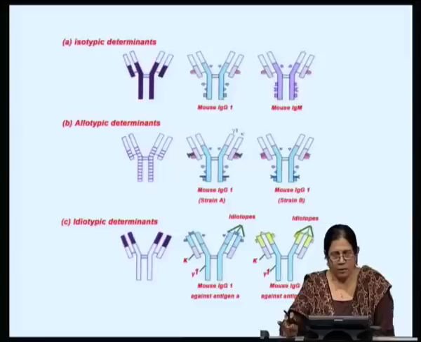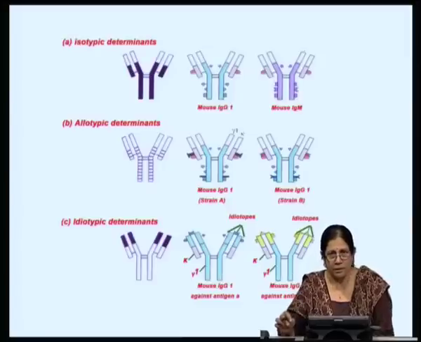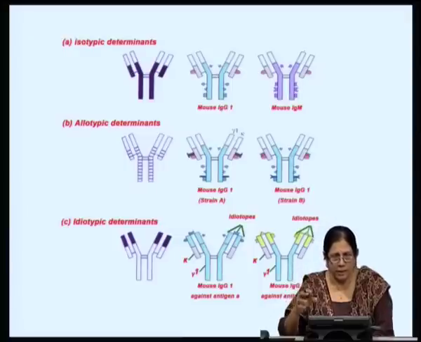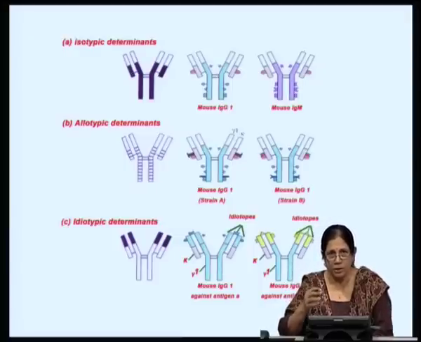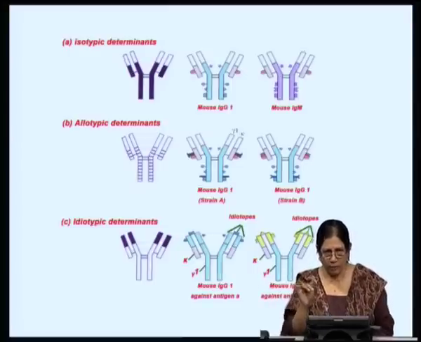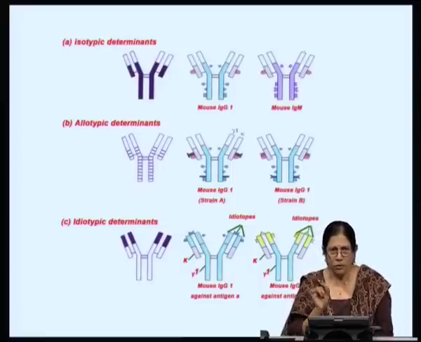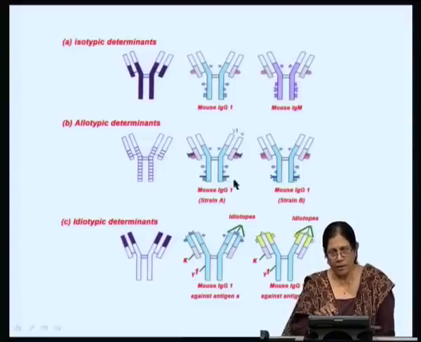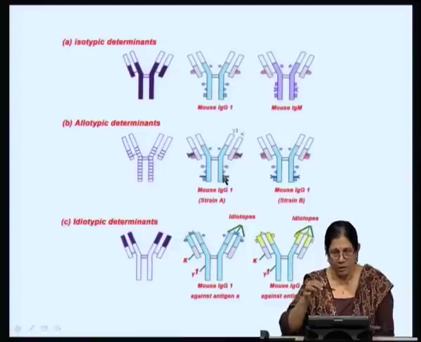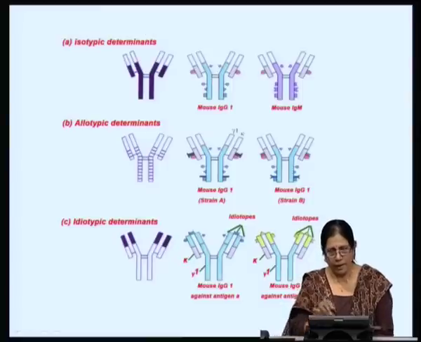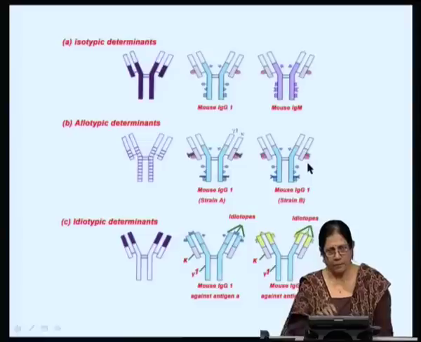Allotypic determinants are those that have arisen during evolution. Though we say that the constant domain is exactly the same, all IgG1 from the human species would be identical, yet during evolution there is every chance that there could be one amino acid mutation. If those one or two mutations lie in antigenic determinants, that determinant would become antigenic, which would be different from the isotypic determinants. These allotypic determinants have been identified, and let me elaborate a little further.